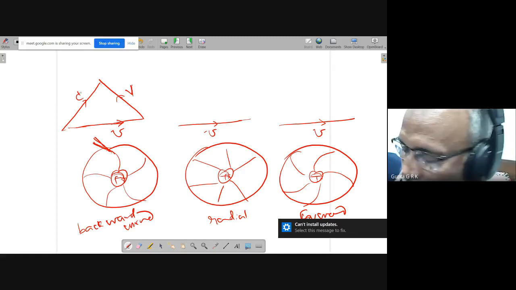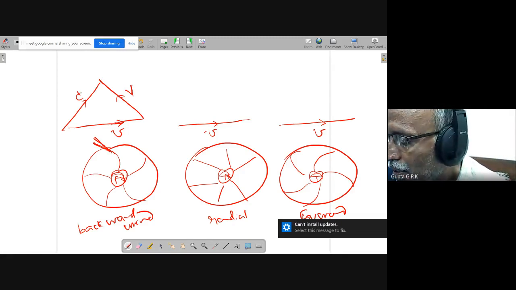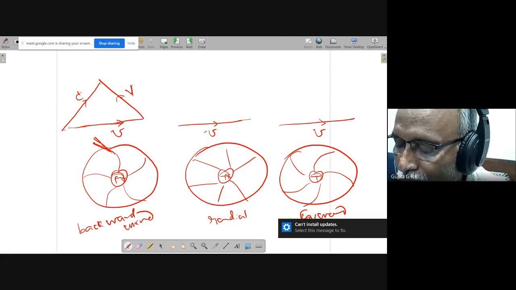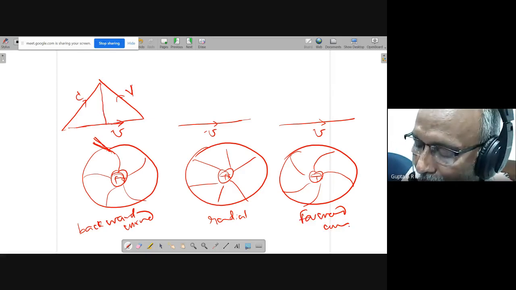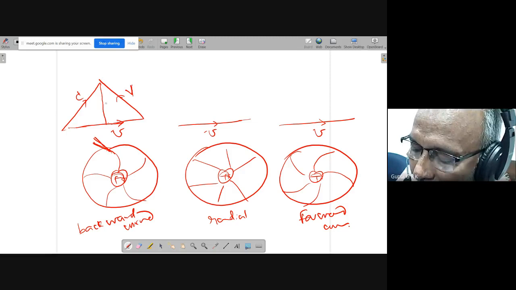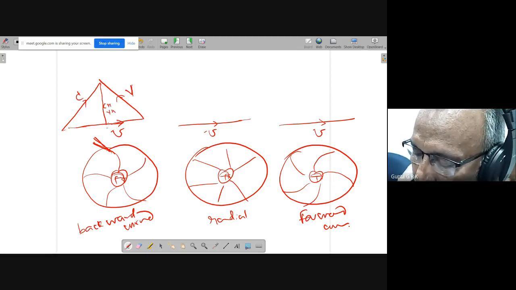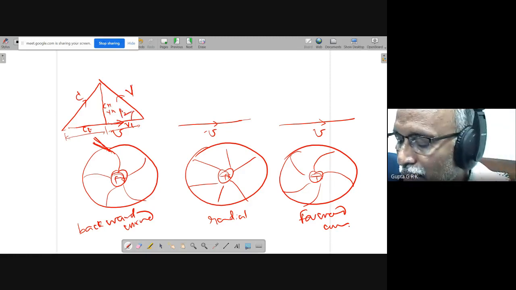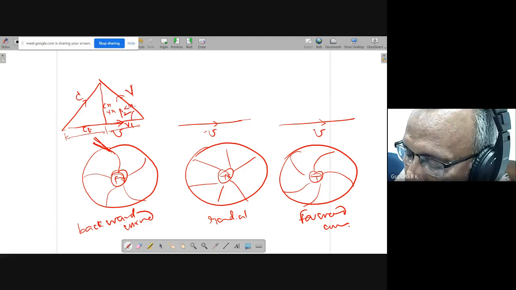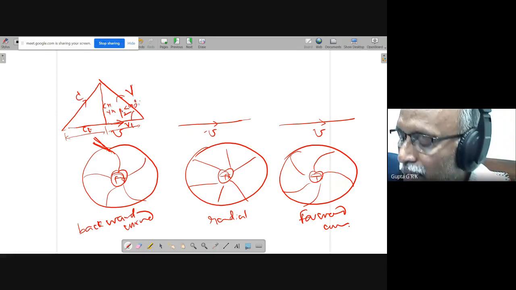Okay, this is the way my triangle will be. This is the radial direction, because now it is going radially out. So this is radial, CR or VR. And this is CT, and this is VT. And this is beta 2. I will write beta 2 because it is at the exit, beta 2, which is less than 90. Backward chord vanes, less than 90.